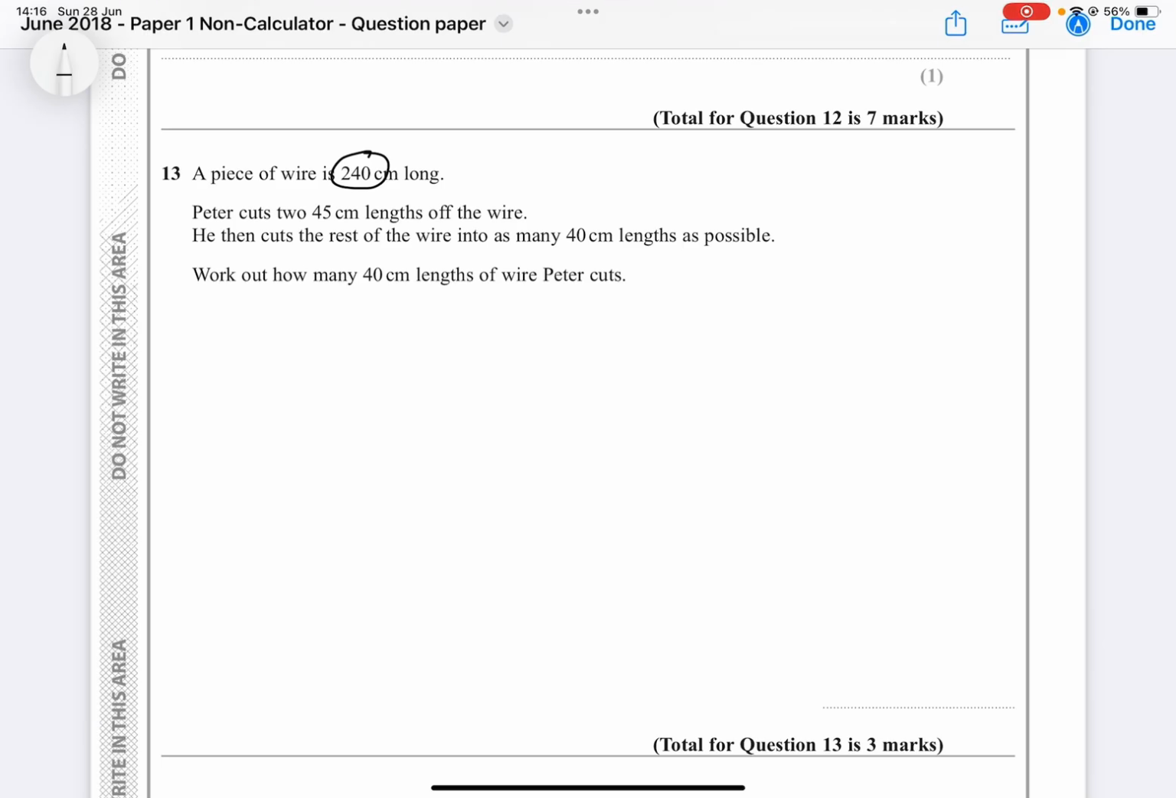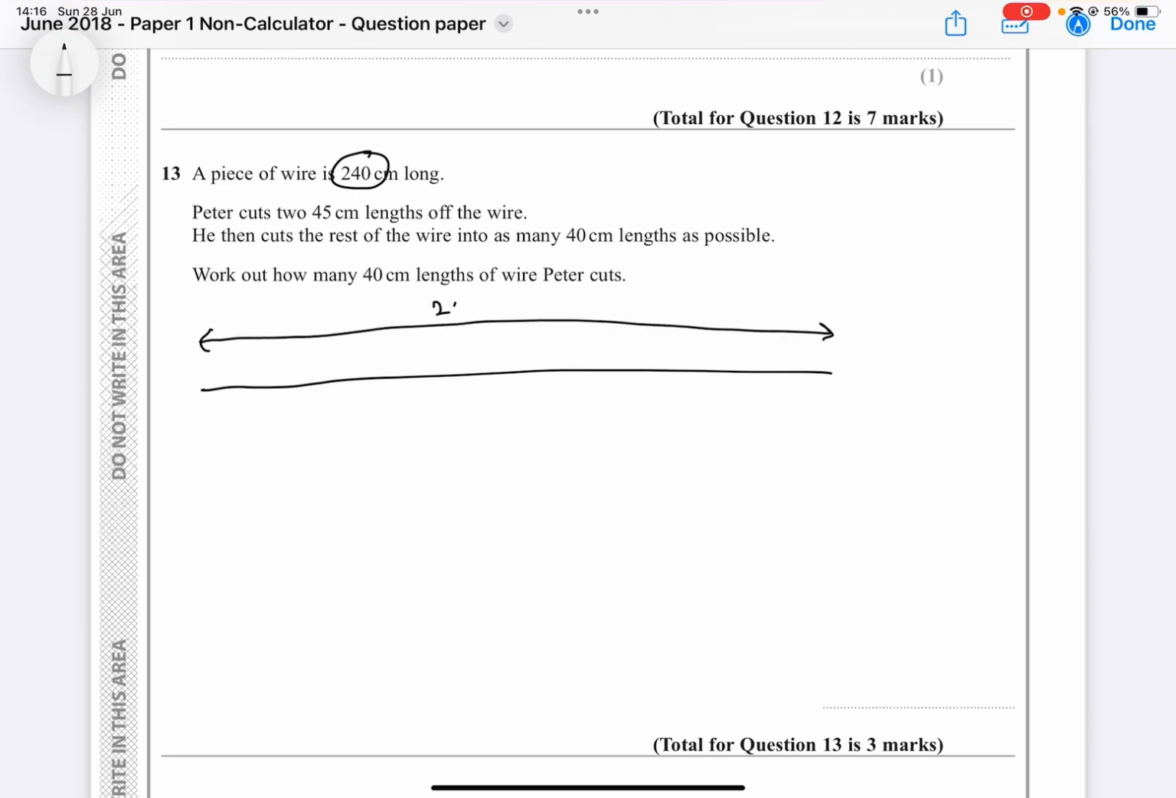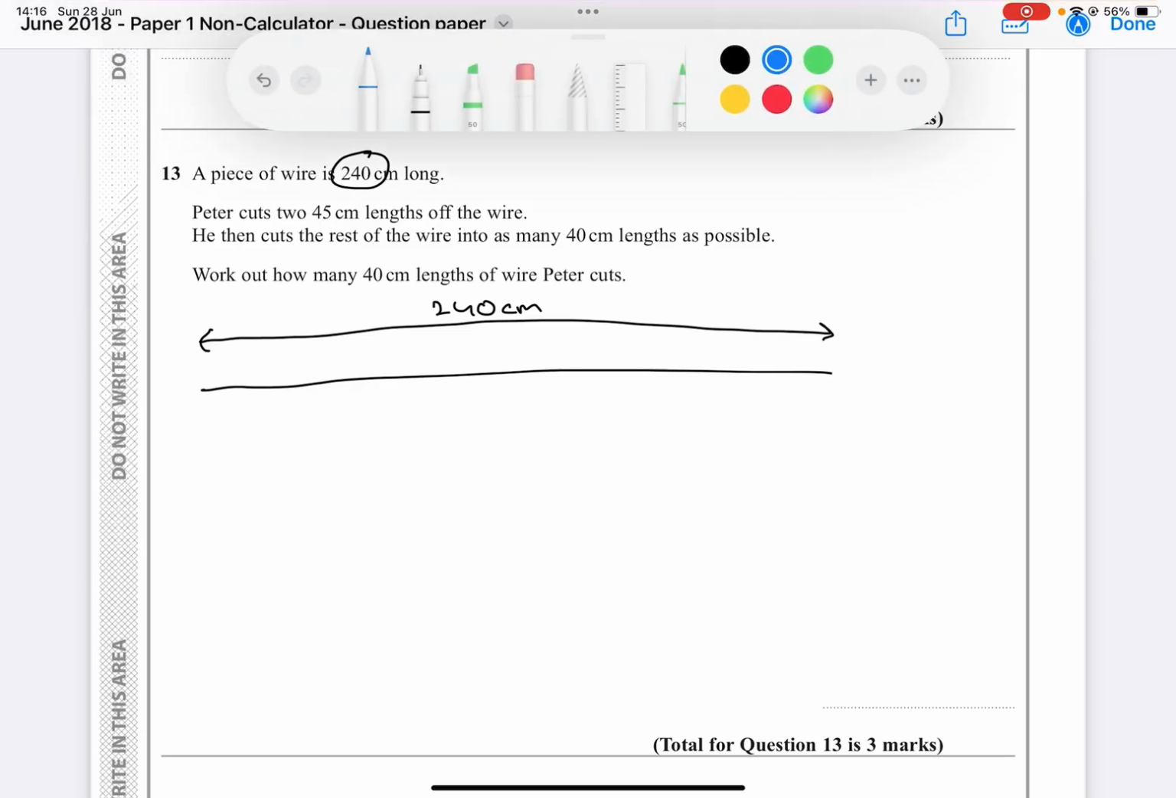So this is our original string over here, and I'm going to label this 240 centimeters, okay? Now I cut 45 centimeter lengths off twice, so let's say this is 45 over here and this is 45 over here, okay? So here to here 45 centimeters, and here to here 45 centimeters. Now in total this is 90 centimeters.